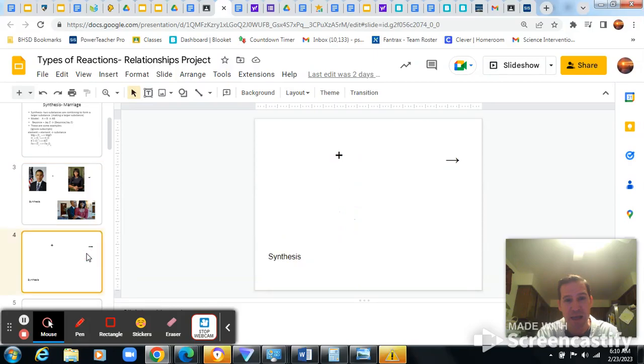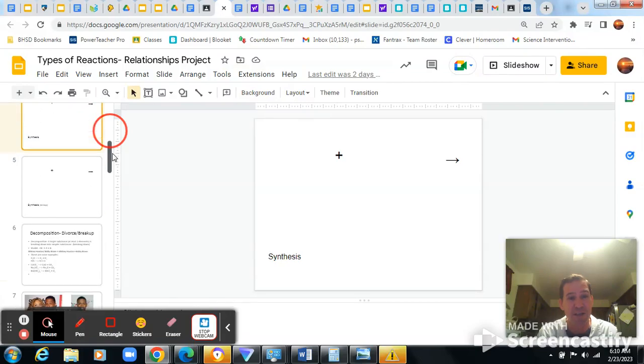So then on the next slide, this is where you put in your celebrities or whoever you want to put in there. And like I said in class, it doesn't have to be romantic couples. It can be anybody. It doesn't even have to be people. It can be objects. So you would do synthesis, so put your pictures in there.